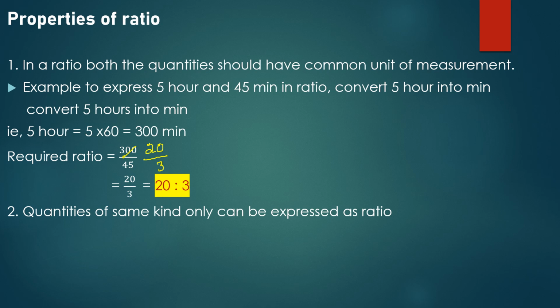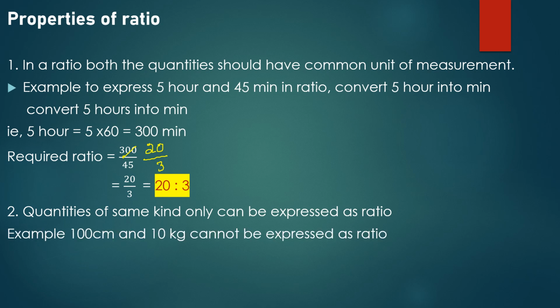Second property, quantities of the same kind only can be expressed as a ratio. If you have quantities of different kinds, you cannot write them in the form of a ratio. For example, we have 100 centimeter, which is a representation of length, and 10 kilogram, which is a representation of weight. So these are of different kinds. We cannot convert this into a ratio.